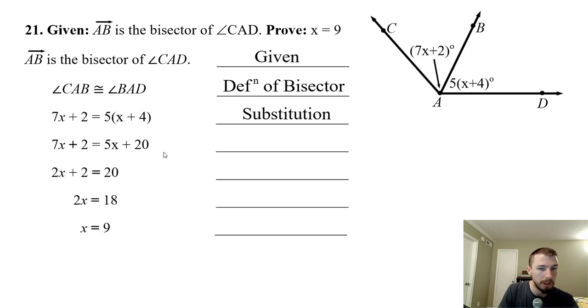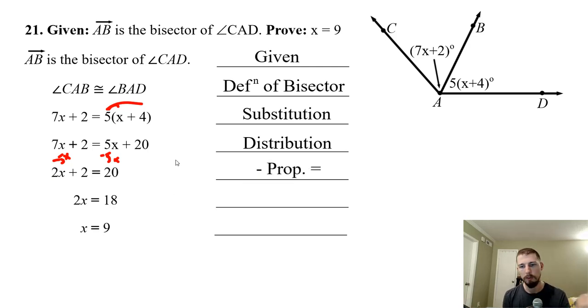angles. Then after that, it looks like we're doing a little distribution, so we're distributing the 5 across the parentheses, and that's just the distributive property. And then from here, it looks like the 5x is being subtracted from both sides. So we subtract 5x from one side, we subtract it from the other side. That gave us 2x and 0 on the other side. That's the subtraction property of equality. If we subtract from one side, we have to do it from the other side to keep it balanced.